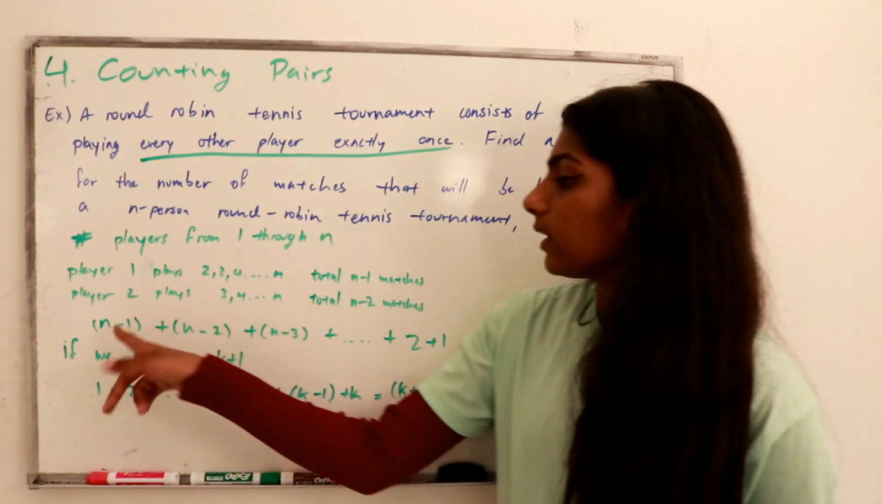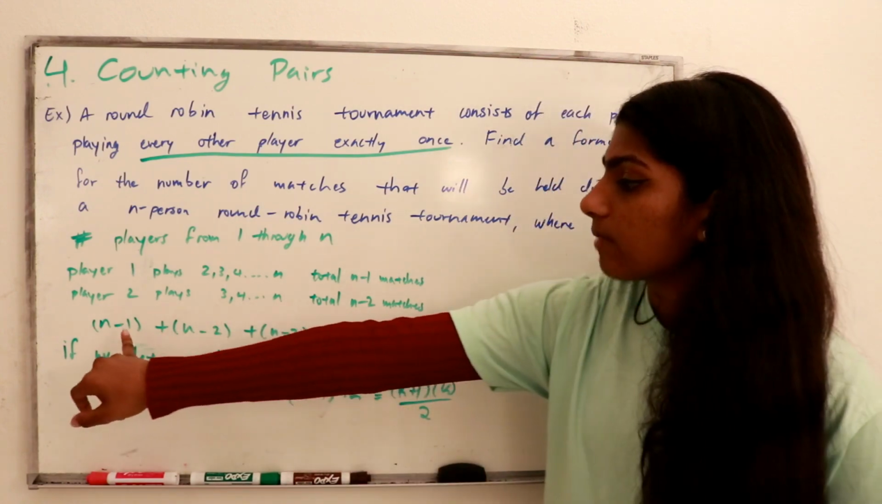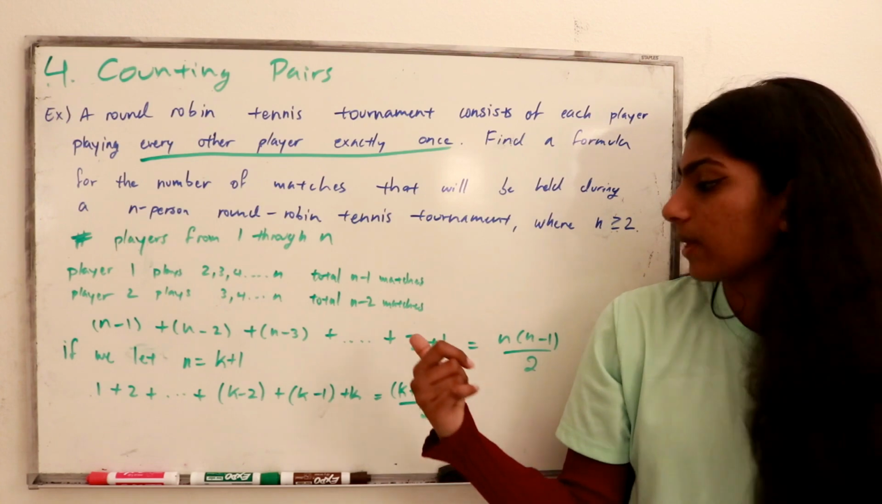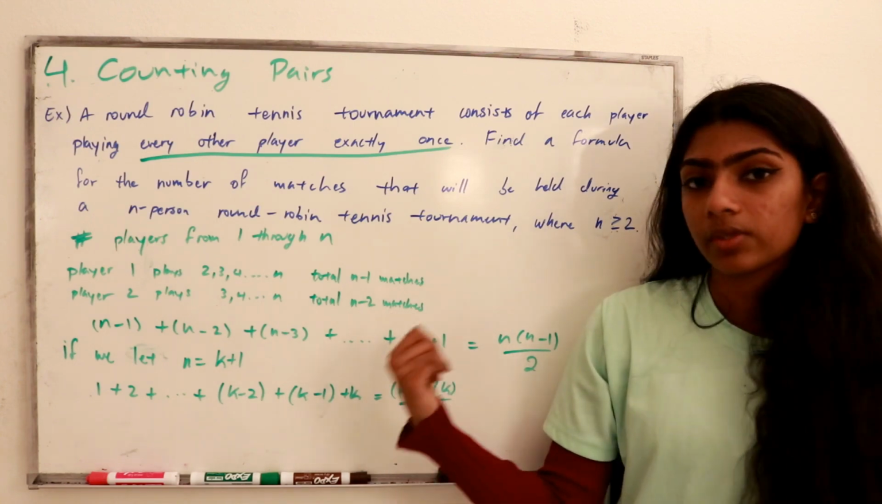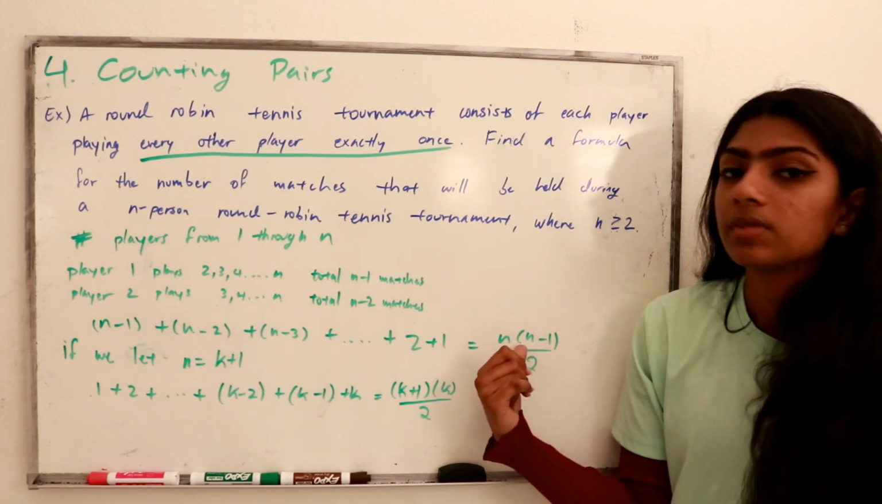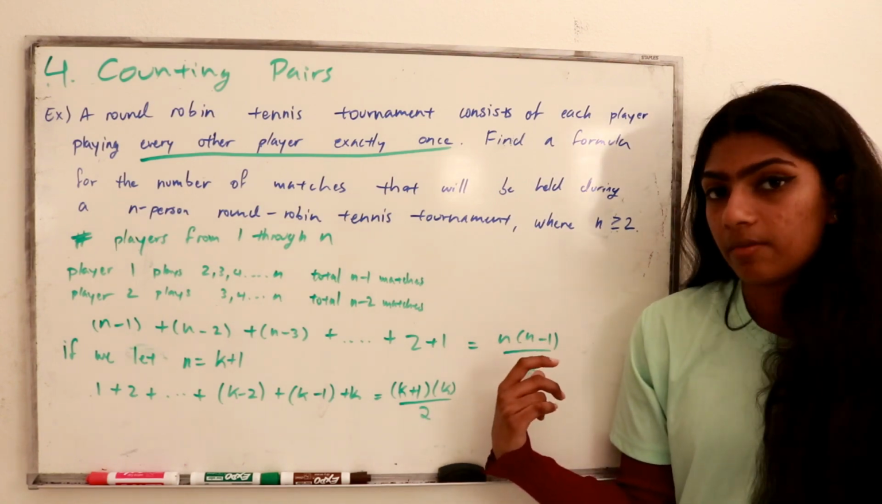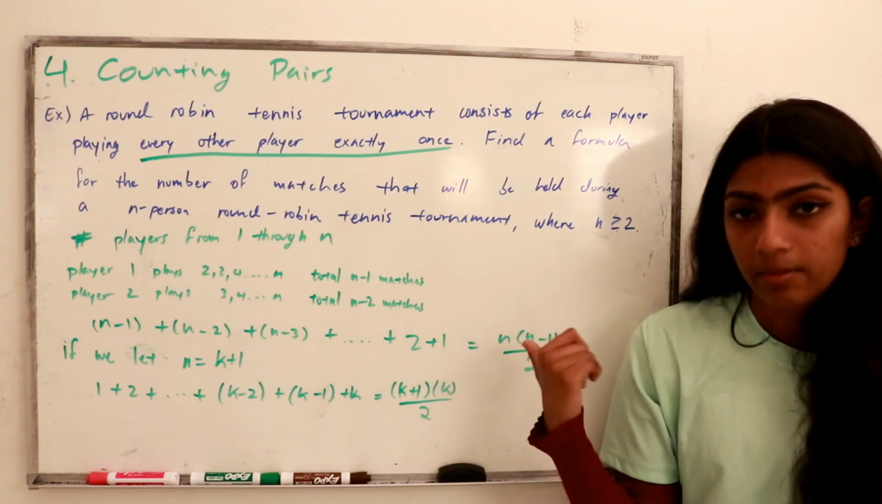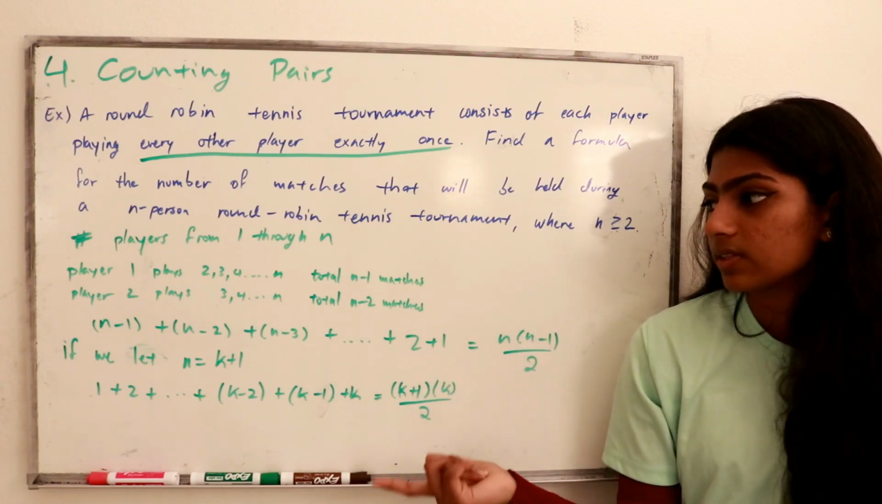So if we calculate that, we can sum up the total of matches. So we can do n minus 1 plus n minus 2 plus n minus 3 and keep going all the way down to 2 plus 1. And then we get this right here: n times n minus 1 divided by 2. And we're dividing by 2 because each match is counted twice. So divided by 2 to get each match only counted once.